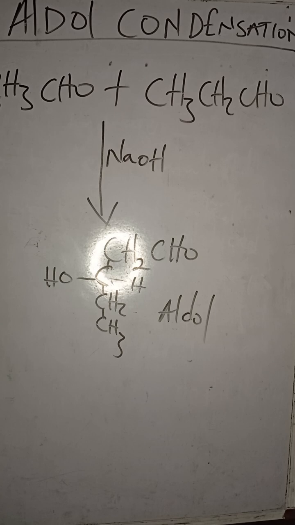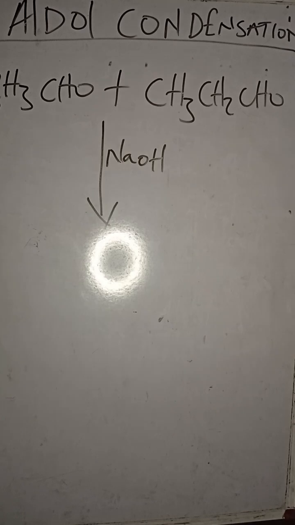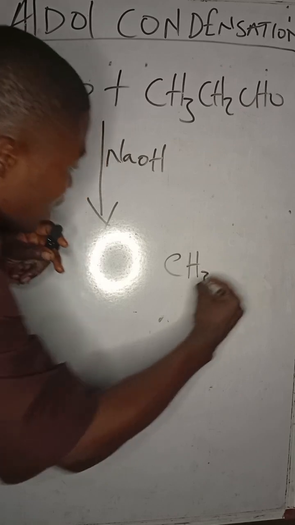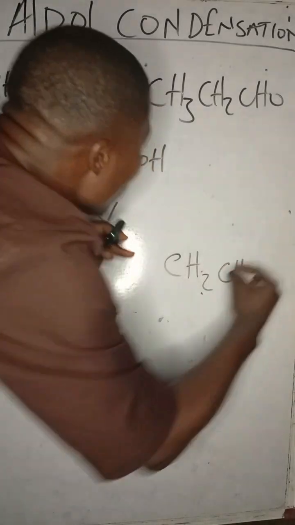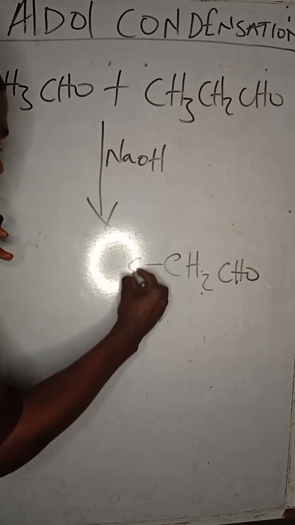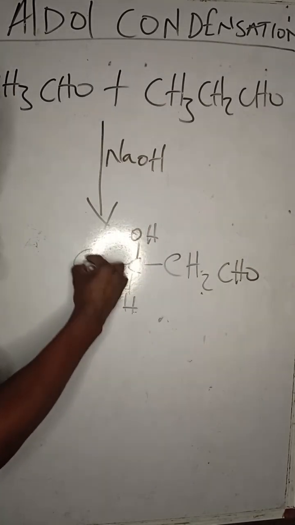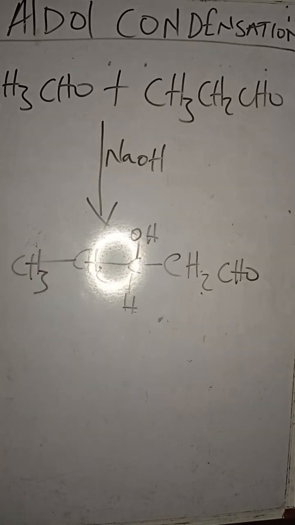Now, on condensation, if I write the aldol out well, just quickly look at it. The aldol is written as CH3CH2CHO, then we have CH(OH), H, then we have CH2CH3. So this is the aldol form.